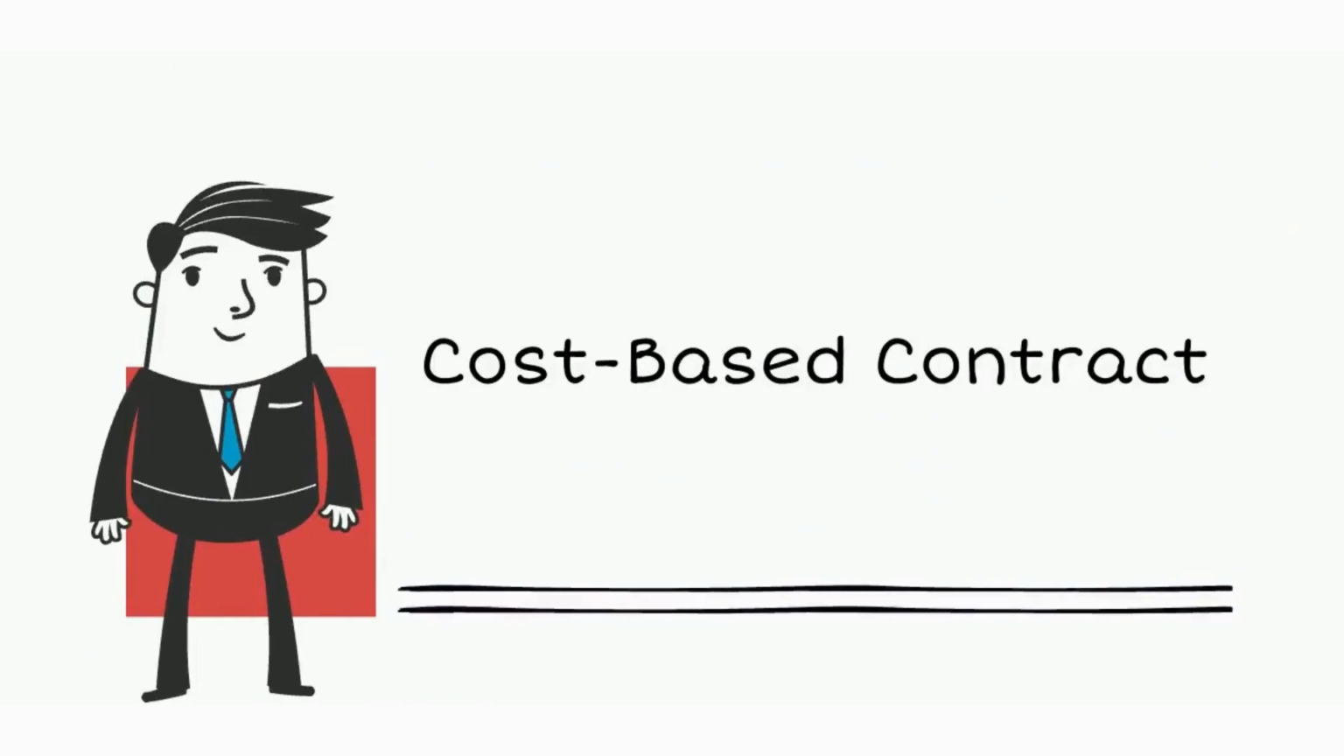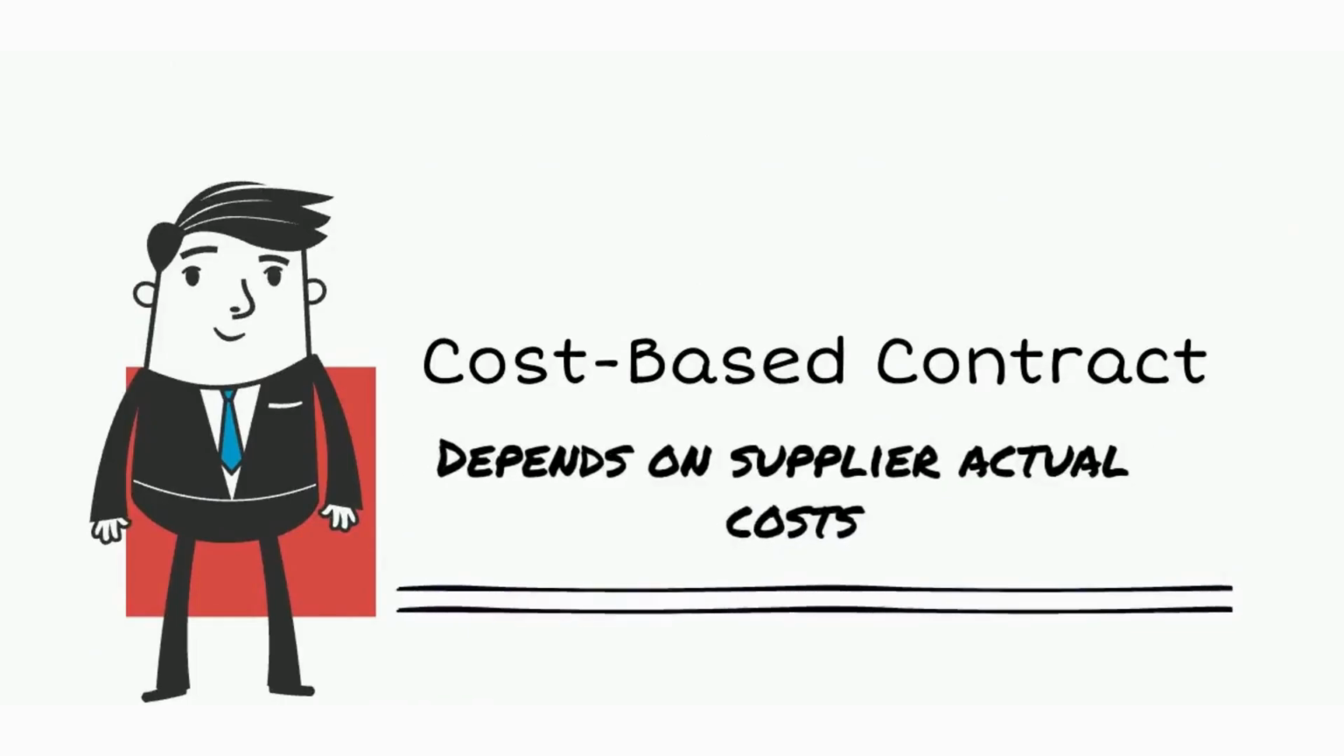Moving on to cost-based contracts. These are contracts where price depends on the supplier's actual incurred costs. It is used when costs are too uncertain for a fixed price contract, or the item is complex or expensive. In this category, we also have 4 main types. Let's take a closer look.